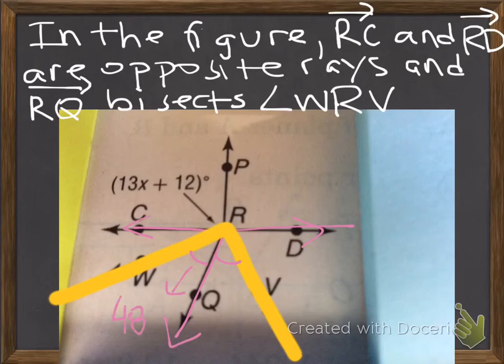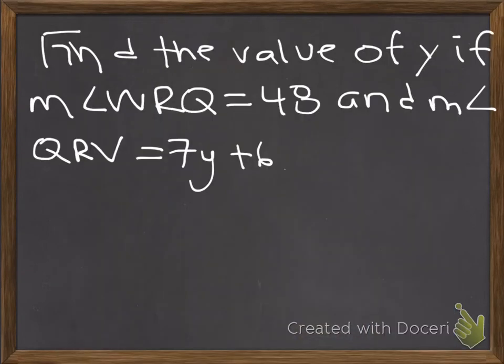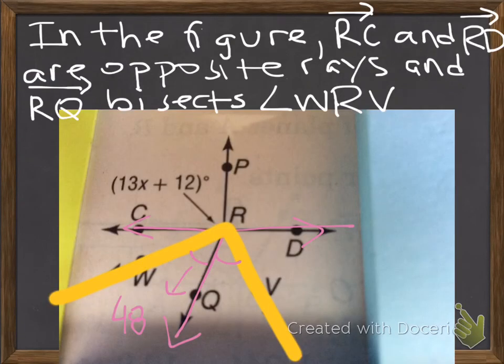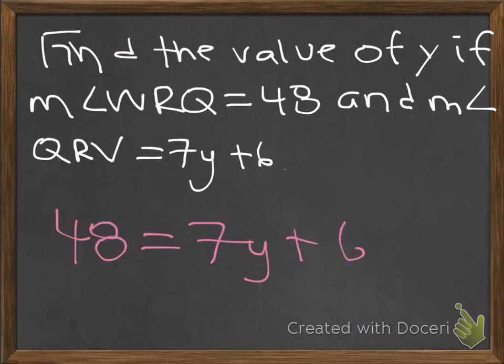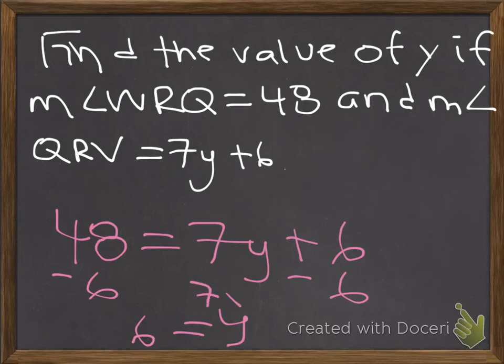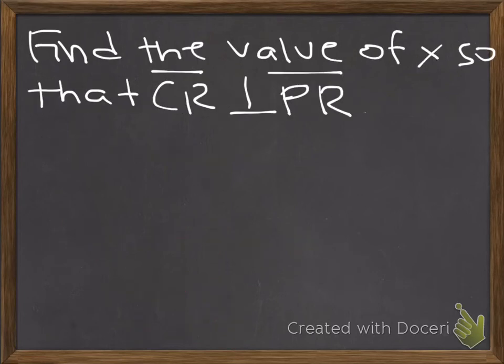And then VRQ is going to be 7y plus 6. That's going to be here. So to find y, we would just put them equal to each other. 48 equals 7y plus 6. So y equals 6, because you get 7y equals 42, and then we divide by 7. So y is 6. Next one, find the value of x so that CR is perpendicular to PR.